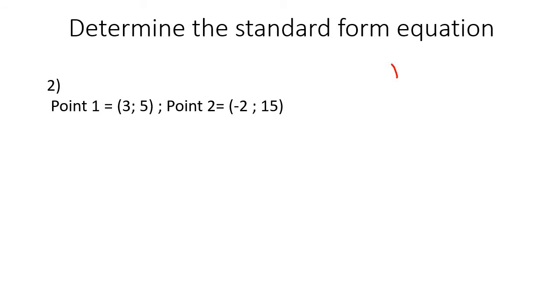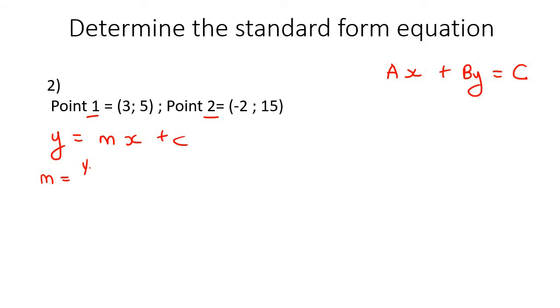So they want us to do standard form. So we know standard form by now is ax plus by equals c. They've given us a point 1 and a point 2, so what we'll do is we'll use slope-intercept form, which is plus b or plus c. So we need to use these 2 points to find the slope, and we do that by using this formula again. See, it becomes very repetitive.